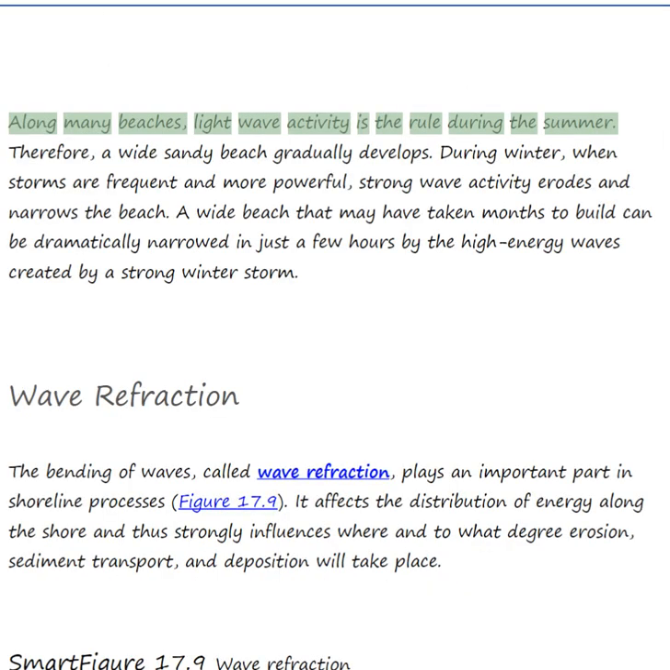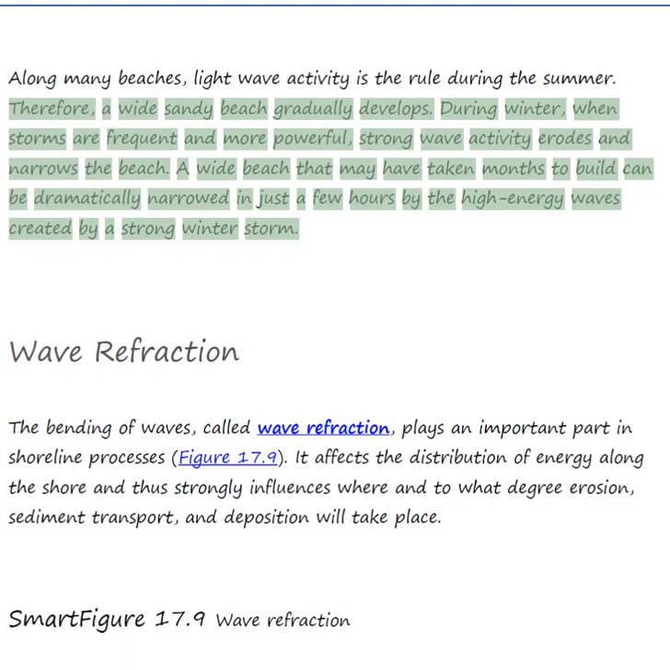Along many beaches, light wave activity is the rule during the summer. Therefore, a wide sandy beach gradually develops. During winter, when storms are frequent and more powerful, strong wave activity erodes and narrows the beach. A wide beach that may have taken months to build can be dramatically narrowed in just a few hours by the high-energy waves created by a strong winter storm.